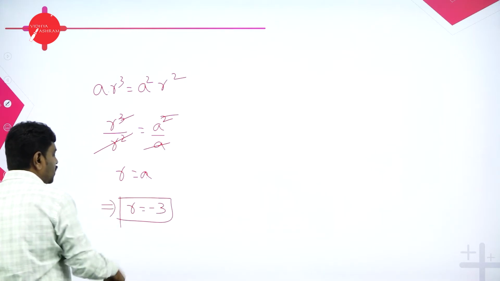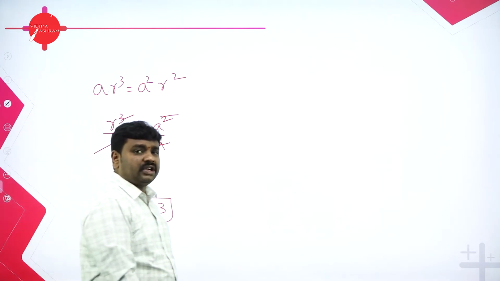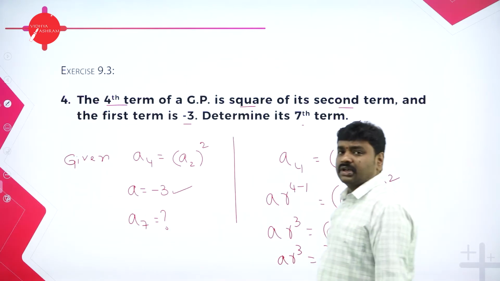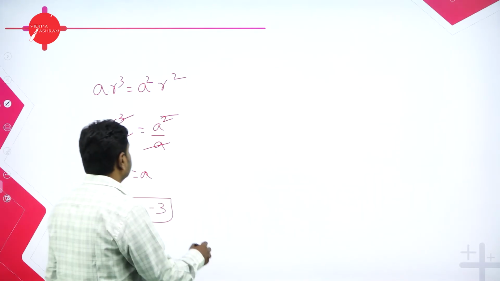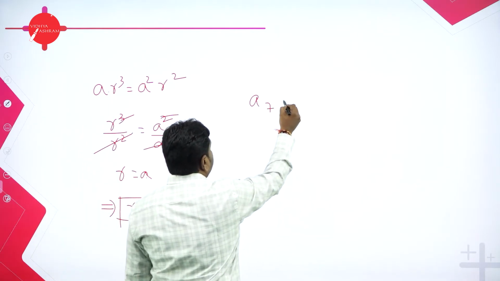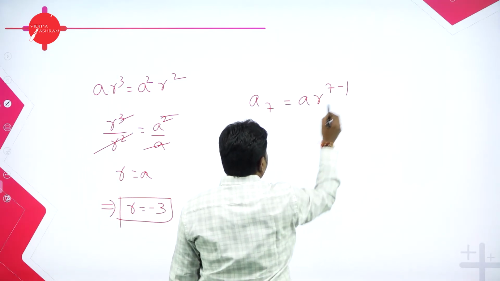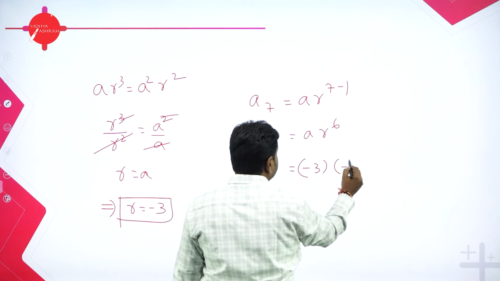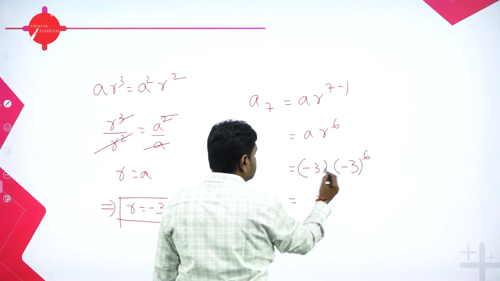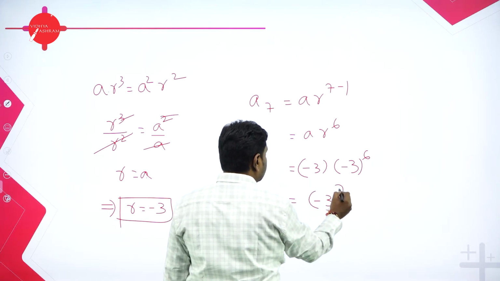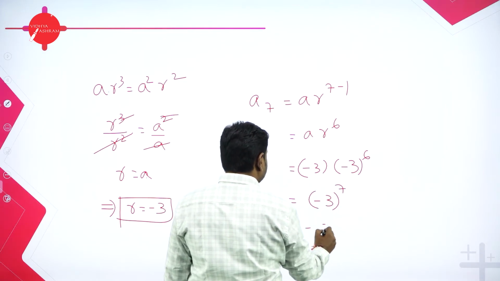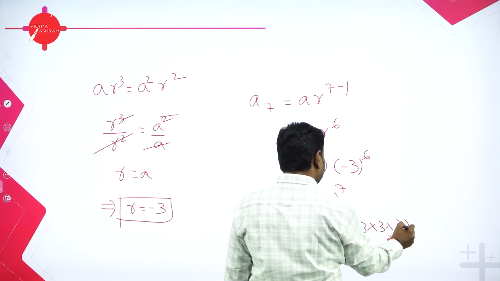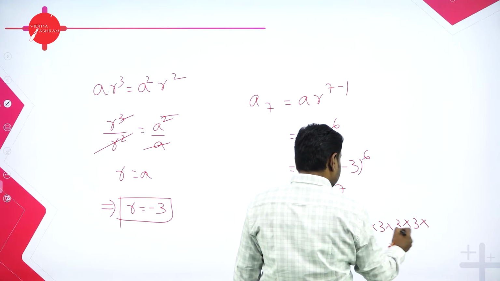You got R also. If you know the common ratio and the first term, you can find any term. So they want you to find the seventh term. How to find A7? A7 is A R power 7 minus 1, that is A R power 6. A is minus 3, into minus 3 power 6. Minus 3 into minus 3 power 6 is minus 3 power 7. A minus with an odd power is minus. So you multiply 3 seven times.